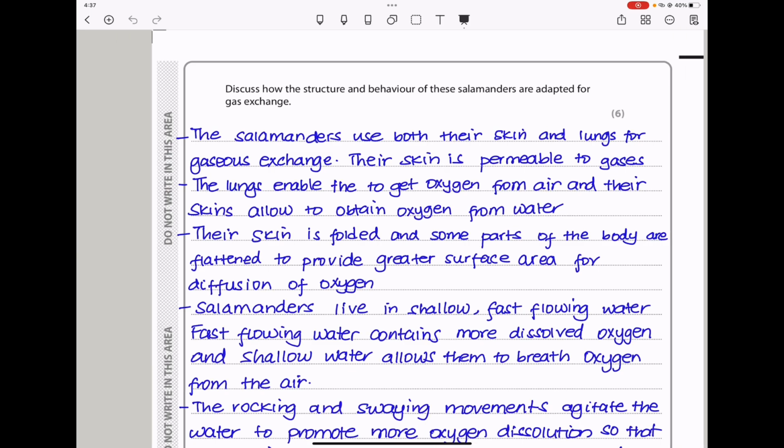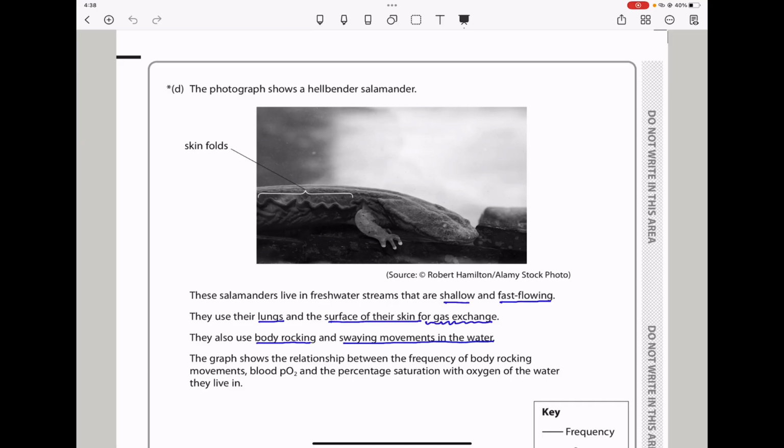So I want to take you back here. I'm going to go through the properties I underlined here. They say the salamanders live in freshwater streams that are shallow and fast-flowing. If they're fast-flowing, it means it allows for more oxygen dissolution. If there is more oxygen in the water, greater diffusion is going to occur through the skin of the salamander.